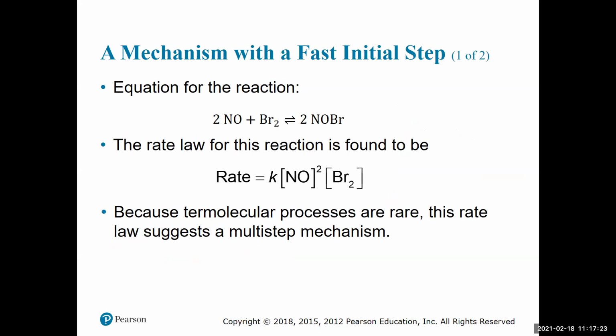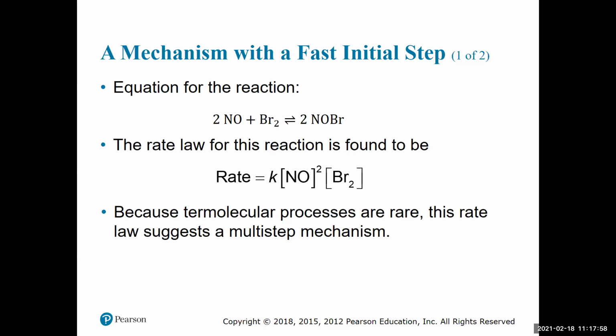Okay, let's look at another example. And this time, remember the last one we said the first step was slow. We were given that information. Now we're being told that the first step is fast. So that means that first step's not going to be the rate limiting step. And the equation for this reaction, we're told, is 2NO plus Br2 going to 2NOBr. And we're told that experimentally, the rate law was determined to be rate equals rate constant times NO squared times Br2.